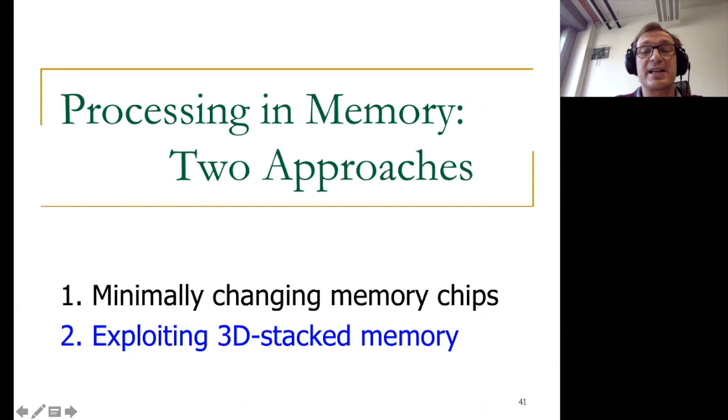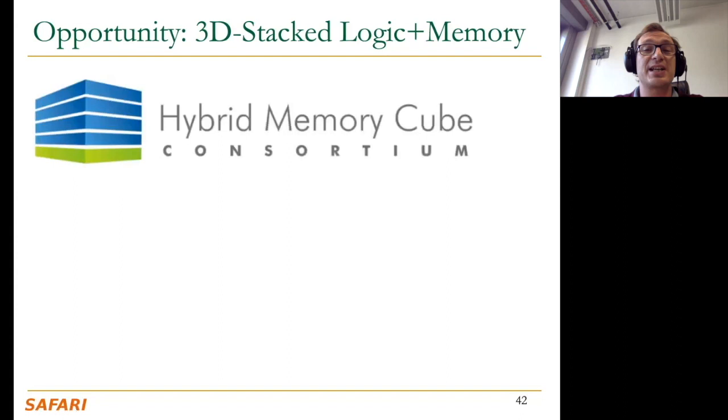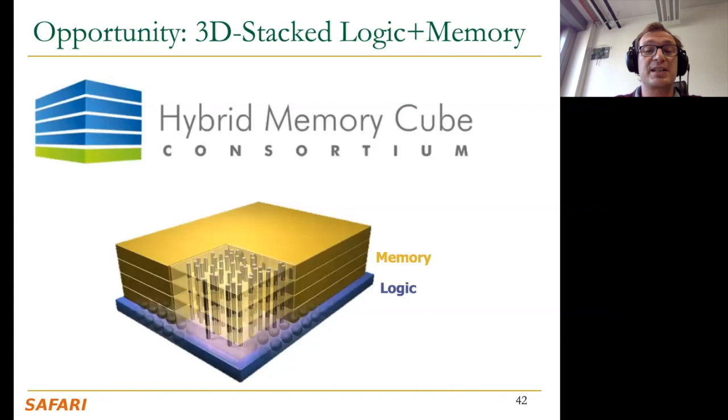So similar issues are going to exist in 3D stack memory. Some of the adoption issues that we will have will be similar across both of these directions. So what are we going to do? We have an opportunity, basically. These 3D stack logic and memory systems exist. The Hybrid Memory Cube consortium is one example. You basically put a logic layer underneath memory layers. You can connect these layers with very high bandwidth, low latency, and reasonably low energy connections called through-silicon vias today. You can have, let's say, 1,000 or more of these through-silicon vias connecting these layers, and you can fabricate it today.